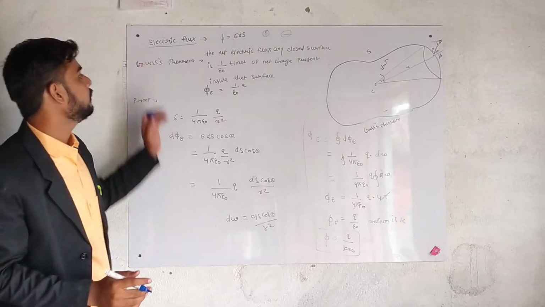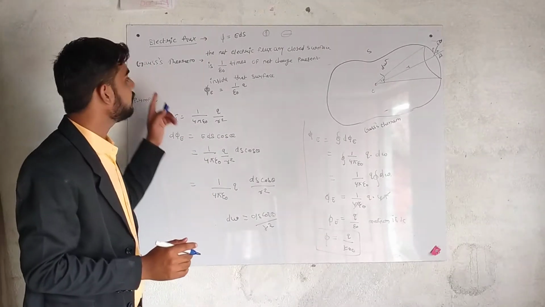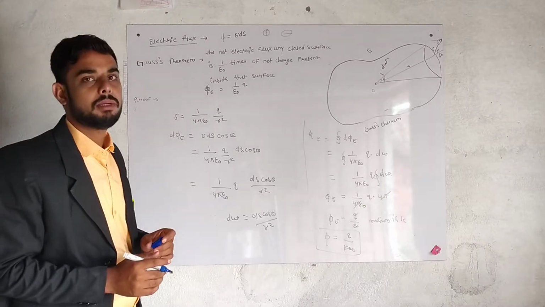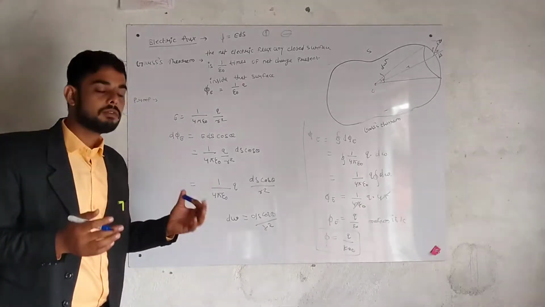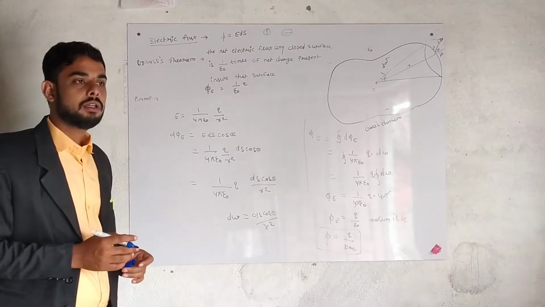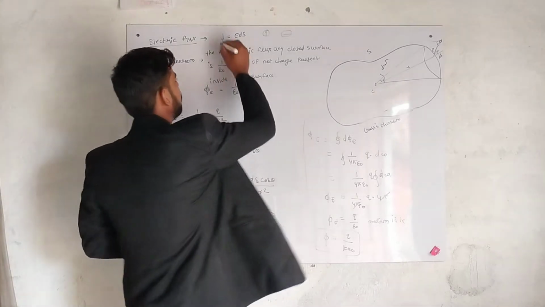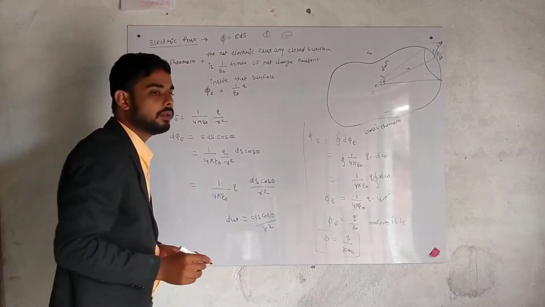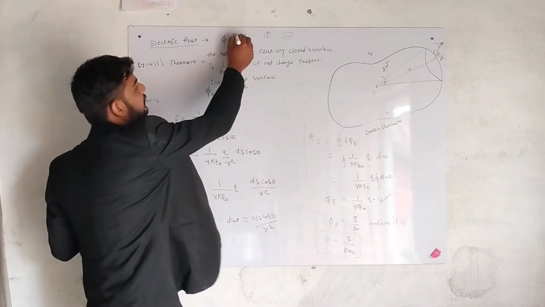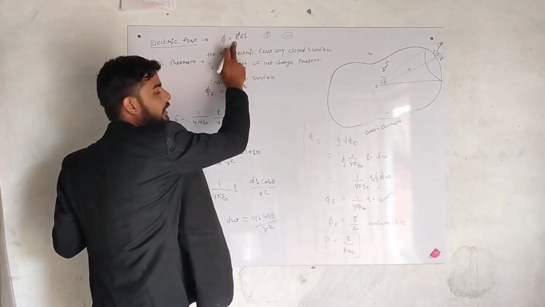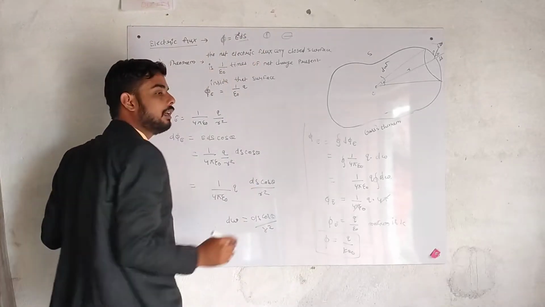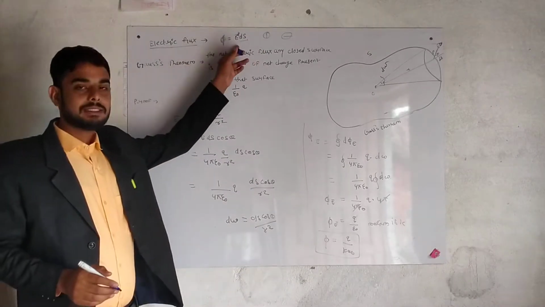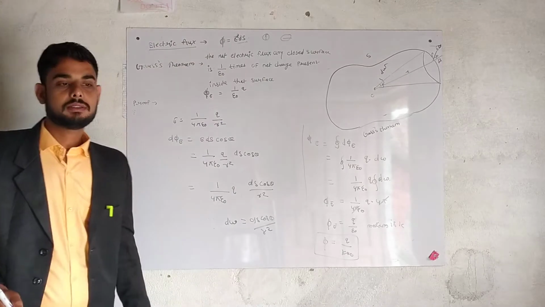Clear? So electric flux plays an important part in Gauss theorem. Our main motto is to first understand electric flux. Electric flux is generally represented by phi and its value is E dot ds, where E is the electric field intensity and ds is the surface, meaning electric lines are passing through a surface.